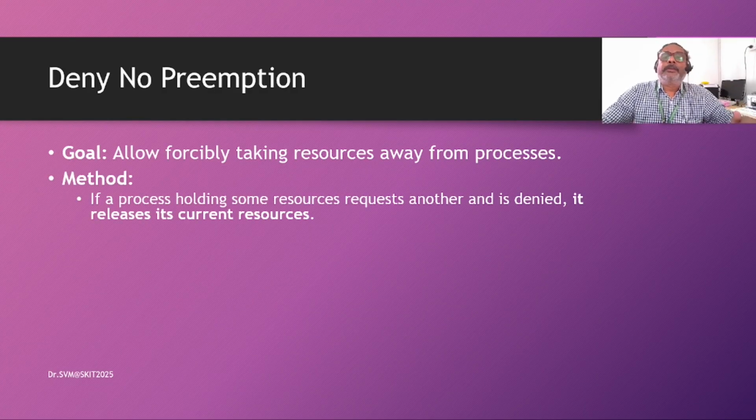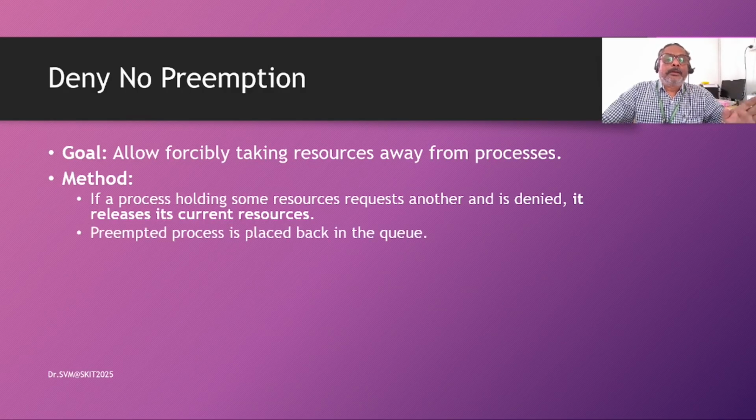So if a process is holding some resources and requests another, and that request is denied, then it must release all its current resources. So a process is holding some resources and then it wants one more, and that one more is not available currently. Then instead of waiting for that one more, all the others which are already with it are released, so that they can be useful for other processes, so that the overall system continues to run and no deadlock can occur.